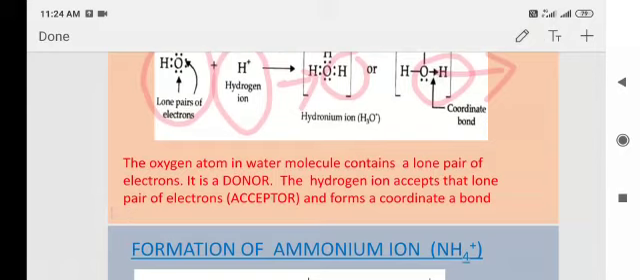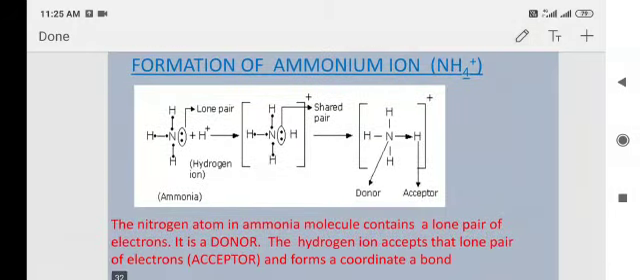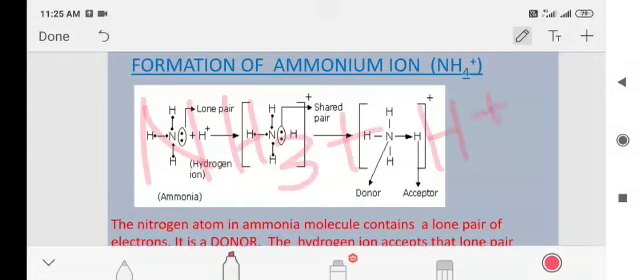Just see here. The oxygen atom in the water molecule contains a lone pair, which is called a donor. The hydrogen ion accepts the lone pair and is called an acceptor, and finally forms a coordinate bond. We have one more example here. There is the formation of the ammonium ion. In this formation, NH3 is going to combine with H+. NH3 is called a donor, H+ is called an acceptor.